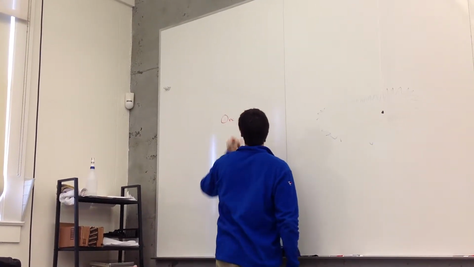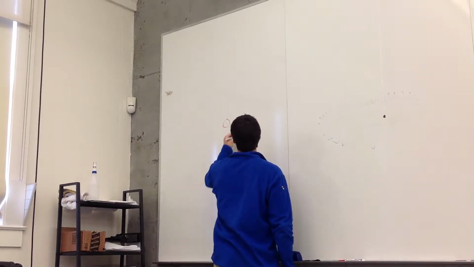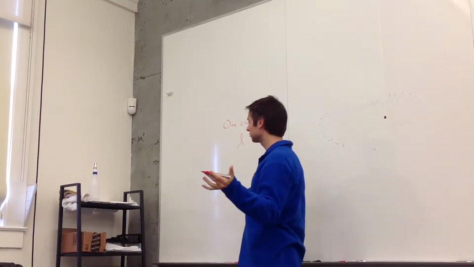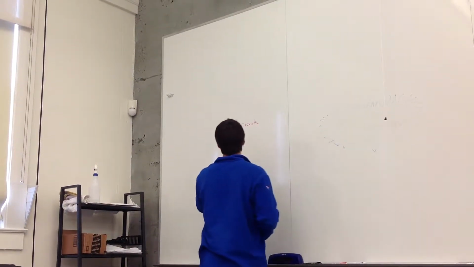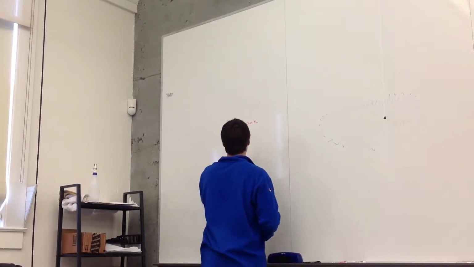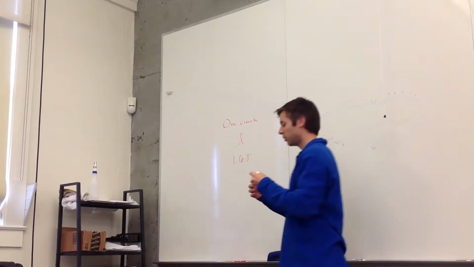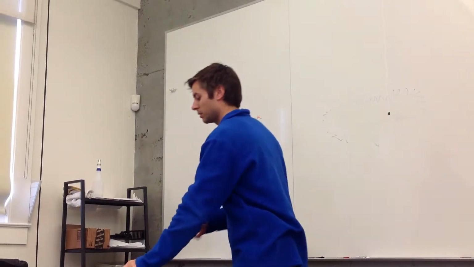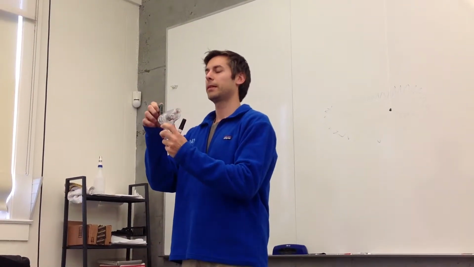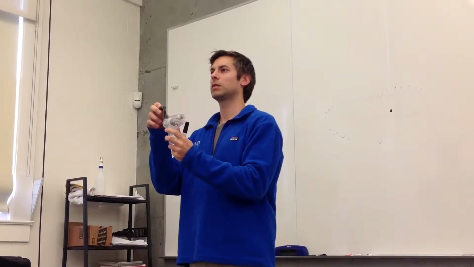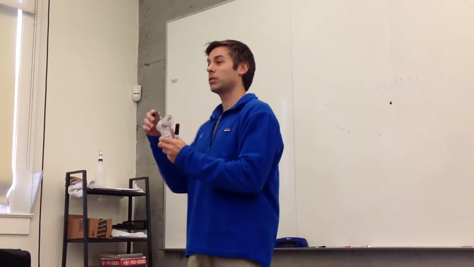I just want you to watch. One crank, I'm going to show it as this. All right, one cycle. And I'm going to say the amount of work done was 1.6 joules. So one of these is how much energy? 1.6 joules. Okay, now I'm going to do this.